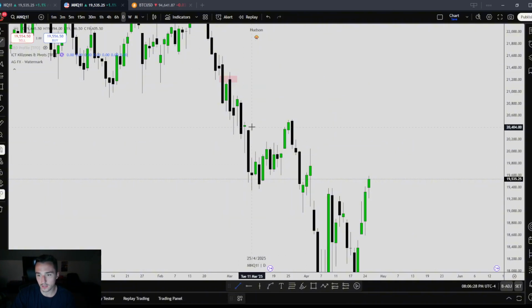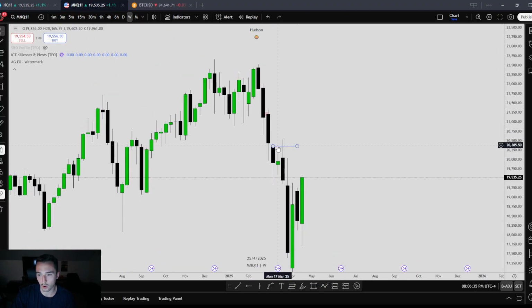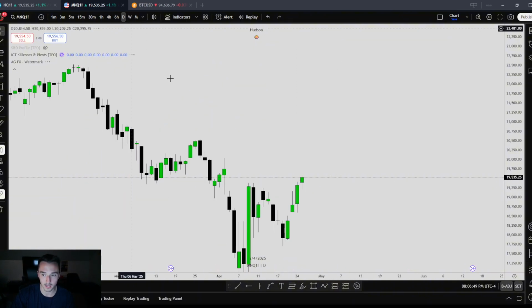Let's just mark that off because, take a look. What did we come into? A weekly fair value gap that broke beneath lows. We break all these lows with this fair value gap. Boom, that's the one you want to see be respected.